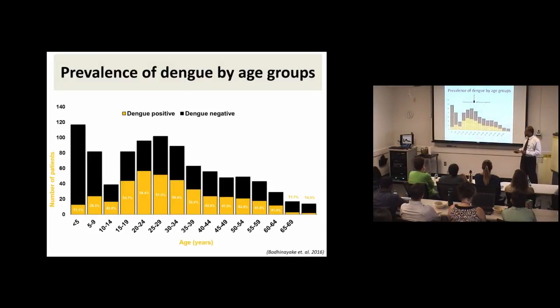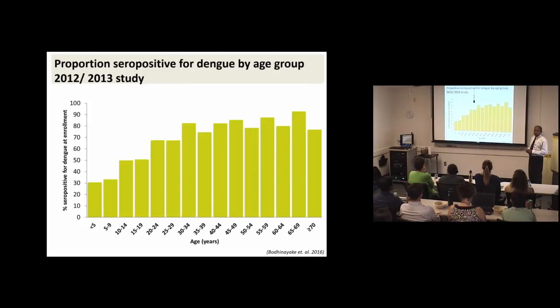This is the distribution of cases across the age. You can see again mainly in young adults. Seroprevalence shows a similar pattern, increasing with age, but you can see now prevalence in children has gone up. Previously it was 10 to 20, now it has gone up to 20, 30, 50.